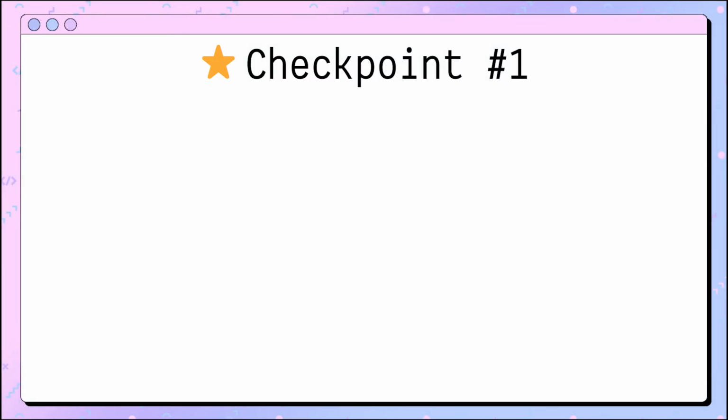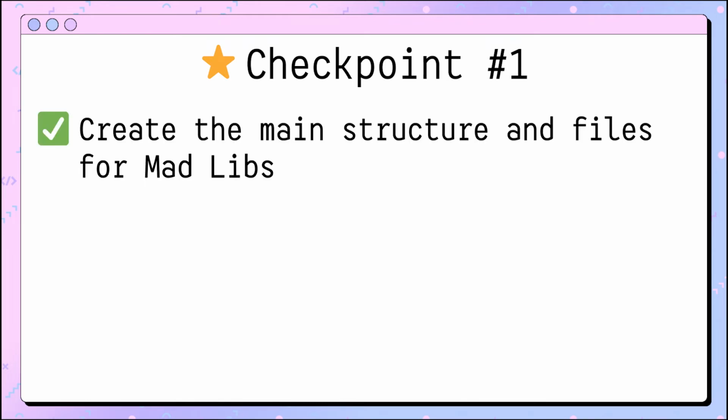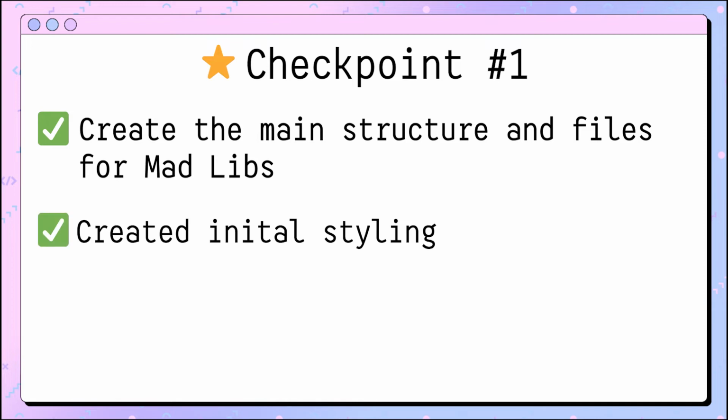So this is going to be checkpoint 1. At this point, what we've done is create the main structure and files for our Mad Libs game. We have created the initial styles, and we have ensured that everything is connected. So now we can move on to creating the actual Mad Libs form and the play area.